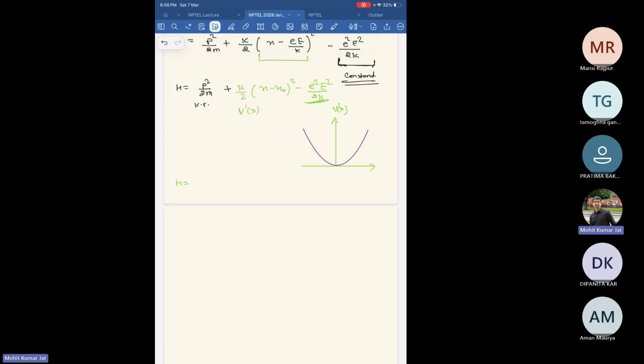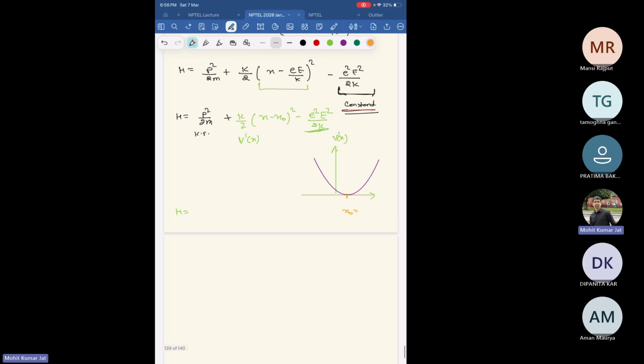In this V prime(x), your center is shifted in the positive direction, right? Here, instead of 0, now it is shifted to a point where x naught is equal to eE by k. This is now the new potential profile, which is shifted. You can think of it as if it's shifted by eE by k, and there is a shift of e square E square by 2k, and the kinetic energy remains the same.